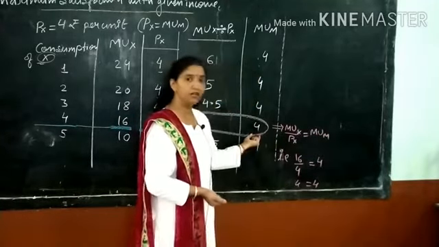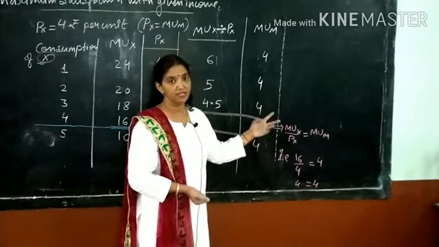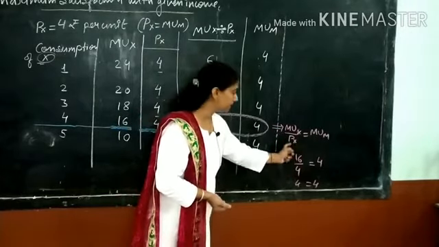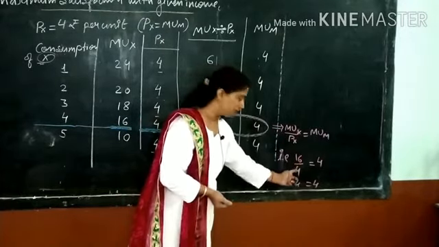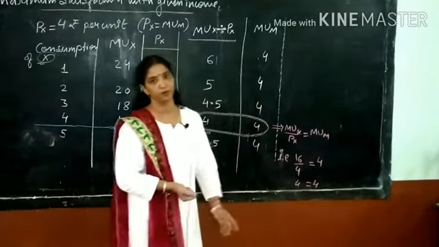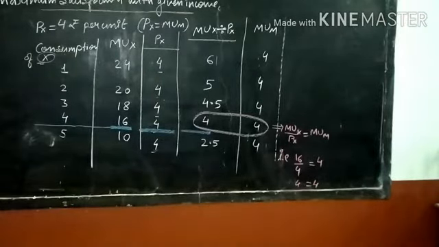What is MUX for the fourth level of consumption where the consumer is consuming 4 units? MUX is 16 and the price is 4. 16 divided by 4 equals 4 and marginal utility of money is also 4. Okay. This is the tabular presentation to explain the term consumer equilibrium.